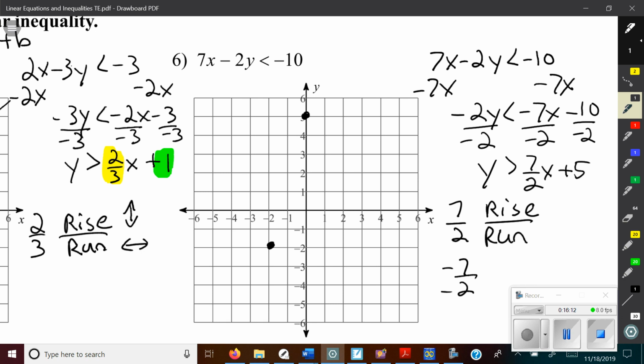Okay. Again, this is not an equal to, so we're going to use a dashed line. And since it's greater than, we're going to shade above again.